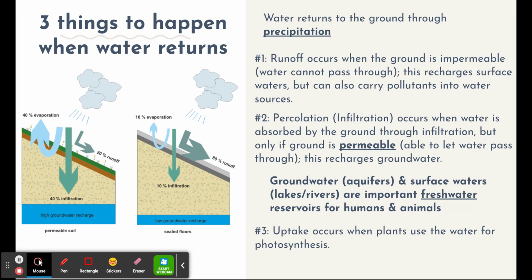Okay, so another process is called percolation or infiltration. This occurs when water is absorbed by the ground. So if precipitation is falling and it hits a permeable surface, then that water will pass through that surface, and this process, percolation, actually recharges groundwater. And then it's important to note again that groundwater and surface waters are important freshwater reservoirs for both humans and animals. And then the third thing that happens when water returns to the surface is that uptake occurs. And this is when plants use that water for photosynthesis.